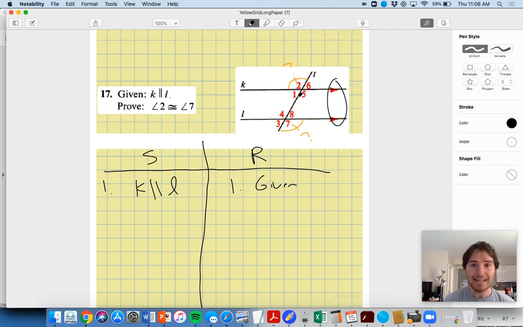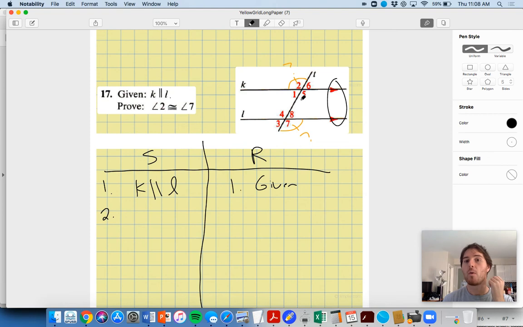So we want to get to this, okay, 2 and 7. Maybe we think backwards a little bit here. Well, how do we get 2 and 7? Well, we can start saying things about 7, for instance. 7 is congruent to angle 4. That could help us, right? And then 2 is congruent to angle 5. That could help us.